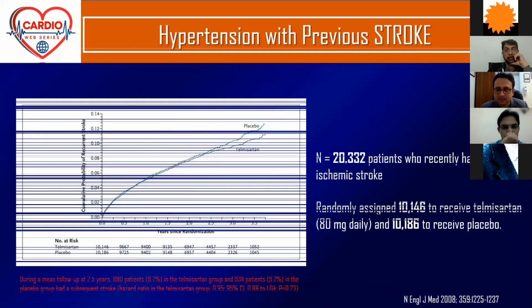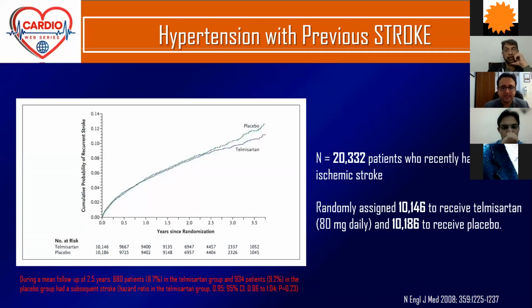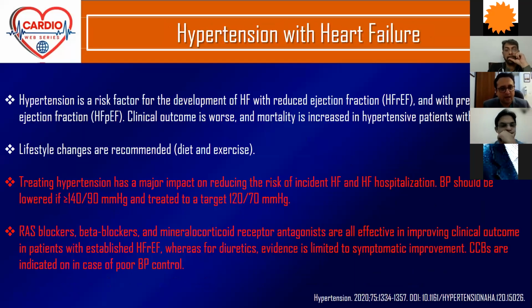Again, with telmisartan, we have this data from 2008 where they were not on this particular ARB. So again, it's something that we can keep in mind when we are treating this patient population. So hypertension with heart failure, again, something that we face on a daily basis.